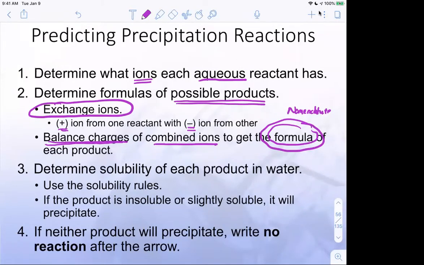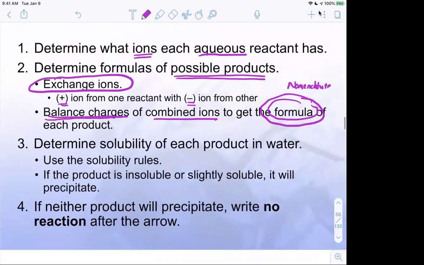If I don't have the right formula, I'm not going to get credit for this question. I must make the correct formula for the new combination of ions when they switch in this precipitation reaction. Once I get those new products, I need to determine the solubility of each of those new products in water. So I'm going to use the solubility rules.